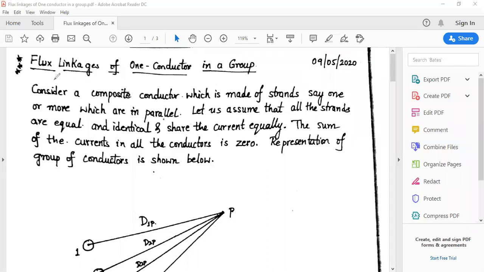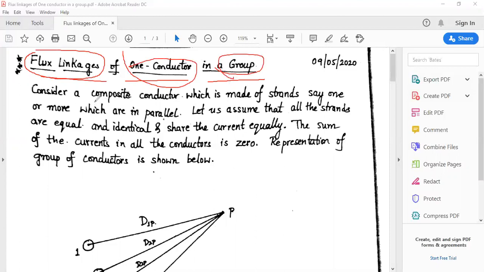Hello everyone. Today we are going to start the flux linkages of one conductor in a group of conductors. Just before, in the previous classes, we were done with the external flux, that is inductance due to external flux, and inductance due to internal and external flux, and later on inductance of a single phase two wire line. So in today's topic, we are going to consider the flux linkages of one conductor in a group of conductors.